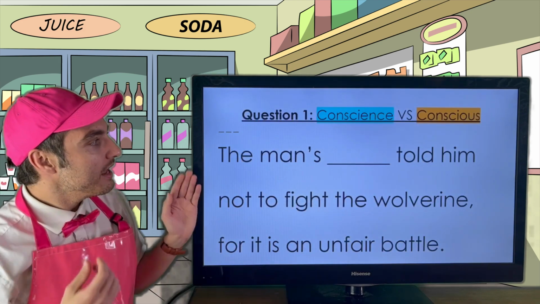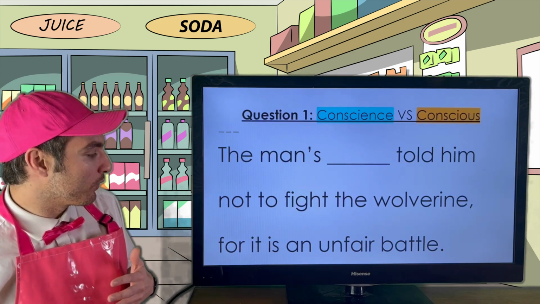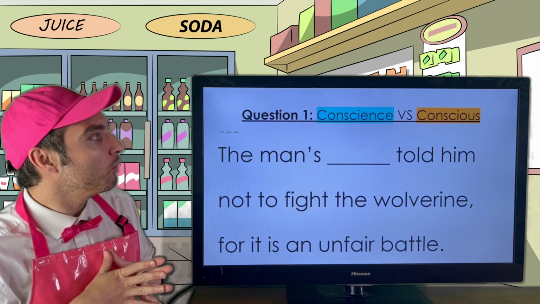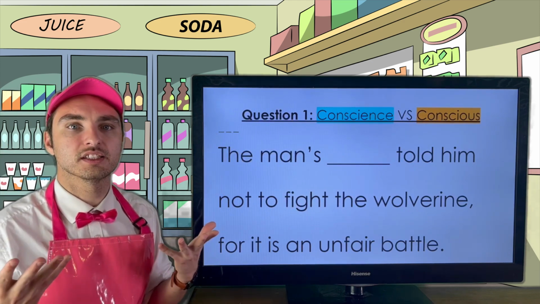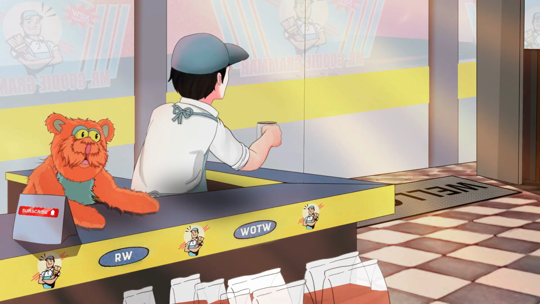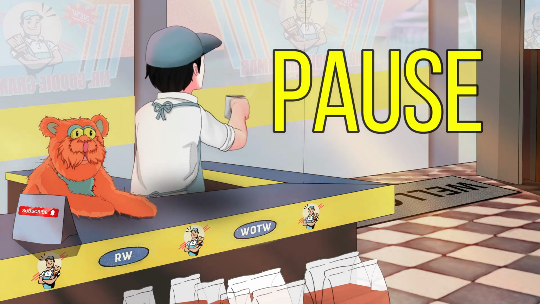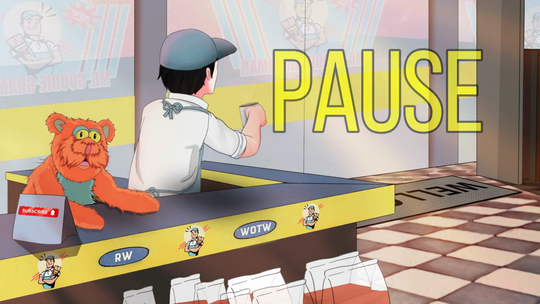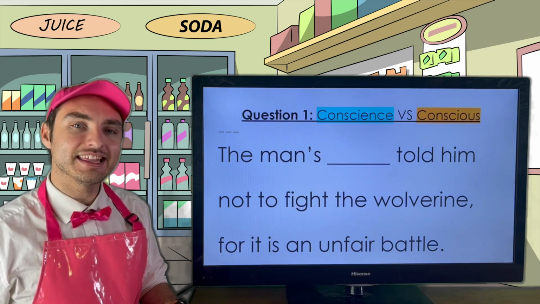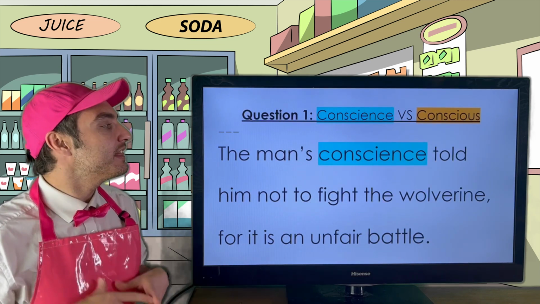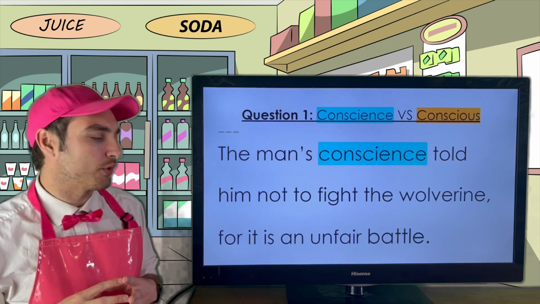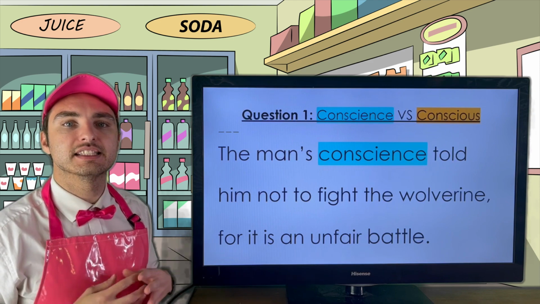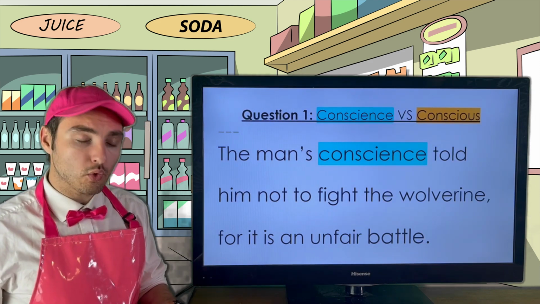Question 1. The man's blank told him not to fight the Wolverine, for it is an unfair battle. Don't do it! Are we filling this in with conscience or conscious? Think about it. Alrighty, here's the answer. The answer is conscience. The man's conscience told him not to fight the Wolverine, for it is an unfair battle. So, the noun conscience is the best one to use here. Let's move on to question 2.